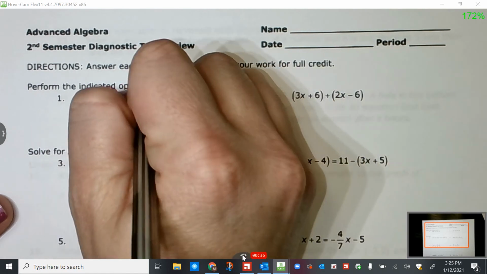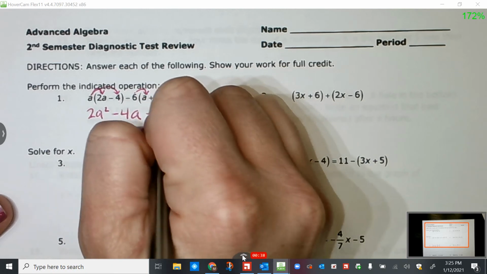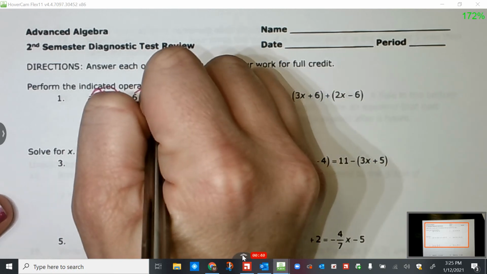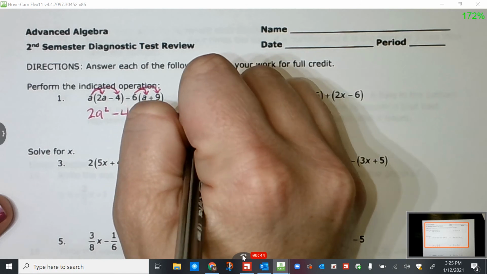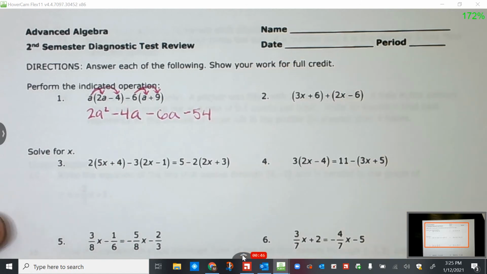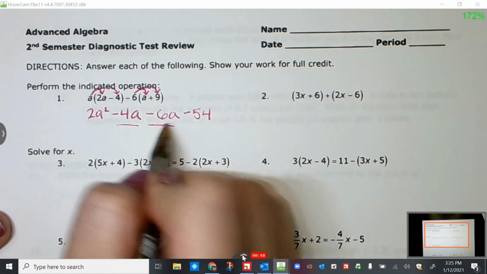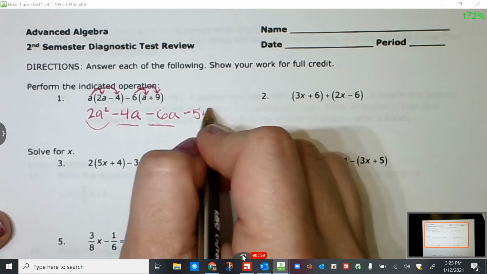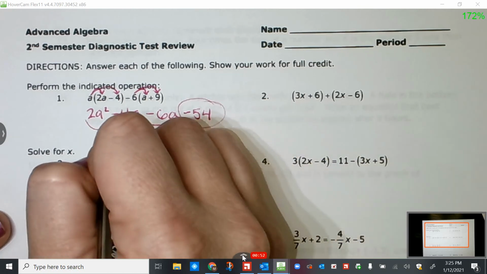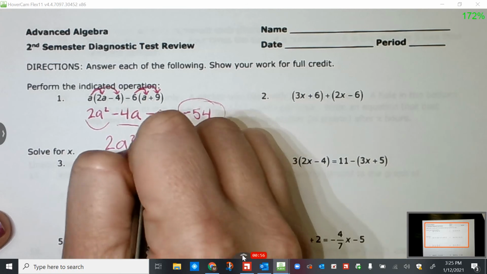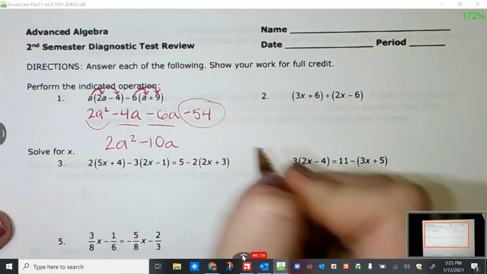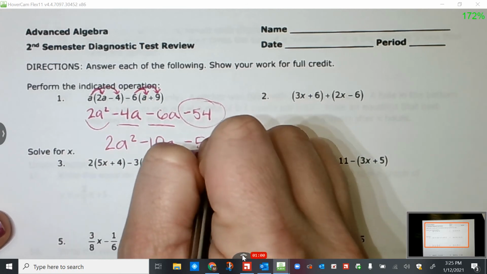Now negative 6 times a is negative 6a. And negative 6 times 9 is negative 54. Okay? If you notice, these middle two terms are like terms. This has no like term and this has no like term. So I'm just going to bring it down to a squared. Negative 4 minus 6 is negative 10. Don't forget to put that a minus 54.